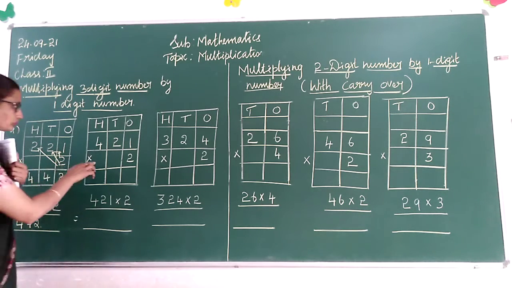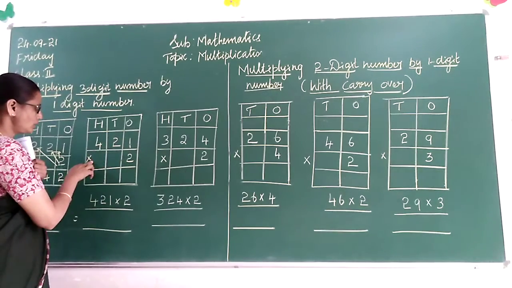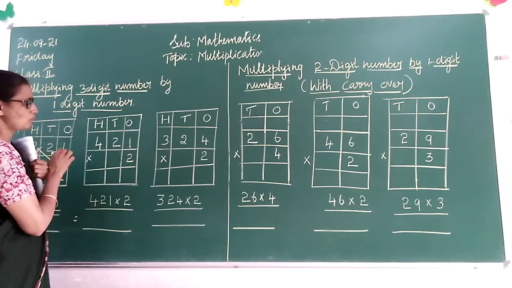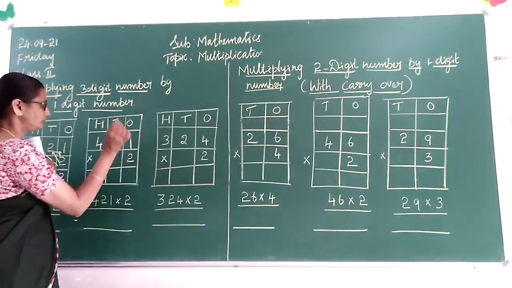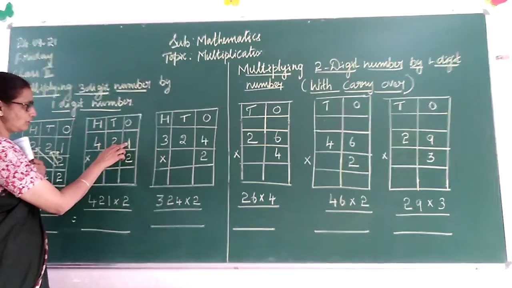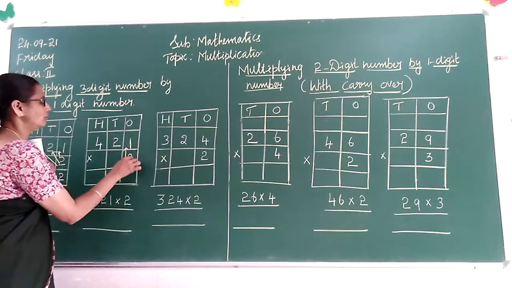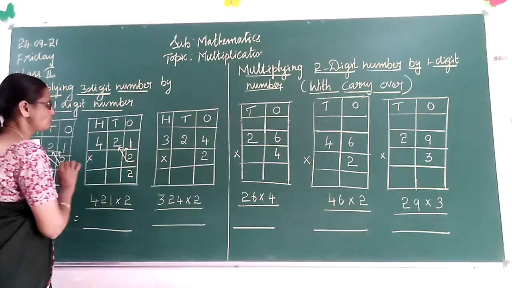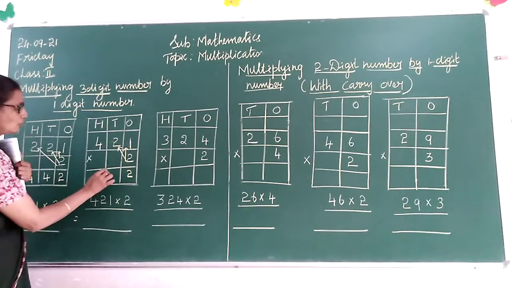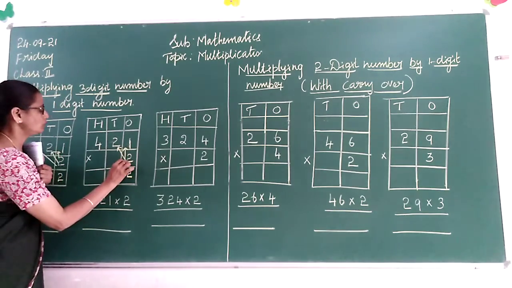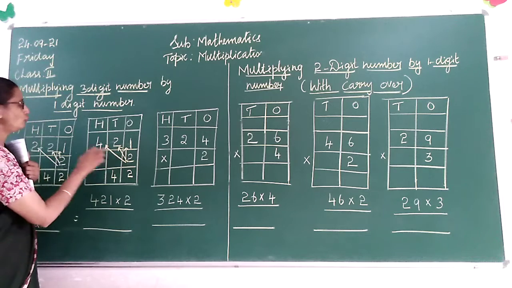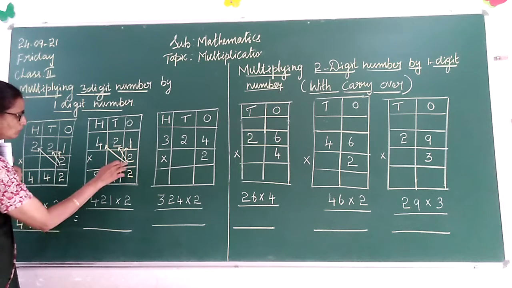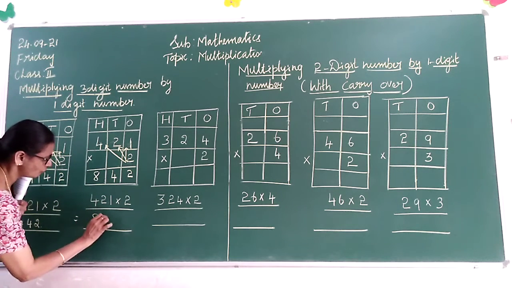Now, next sum. 421 multiplied by 2. So, here, start from the 1's place, children. Multiply the first number, 2 ones are 2. Now multiply the 10's place. 2 twos are 4. Multiply the 100's place. 2 fours are 8. So 421 multiplied by 2 is 842.